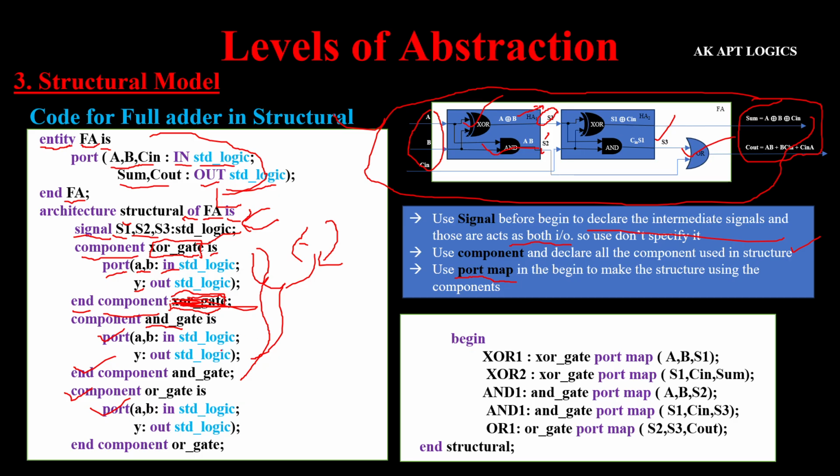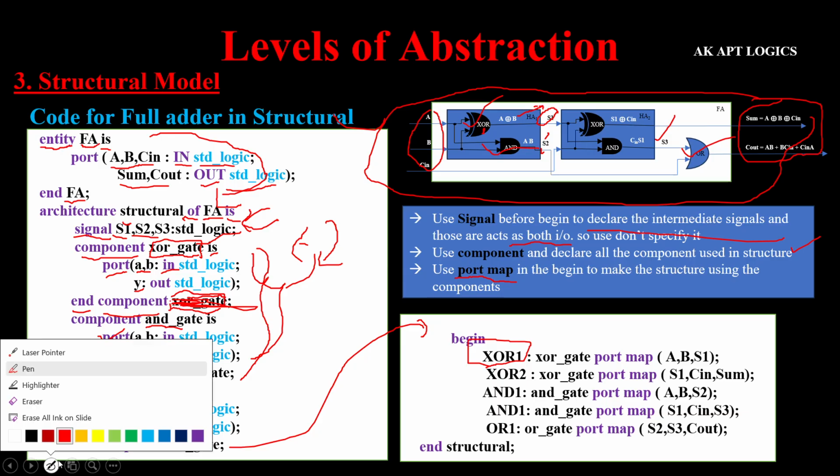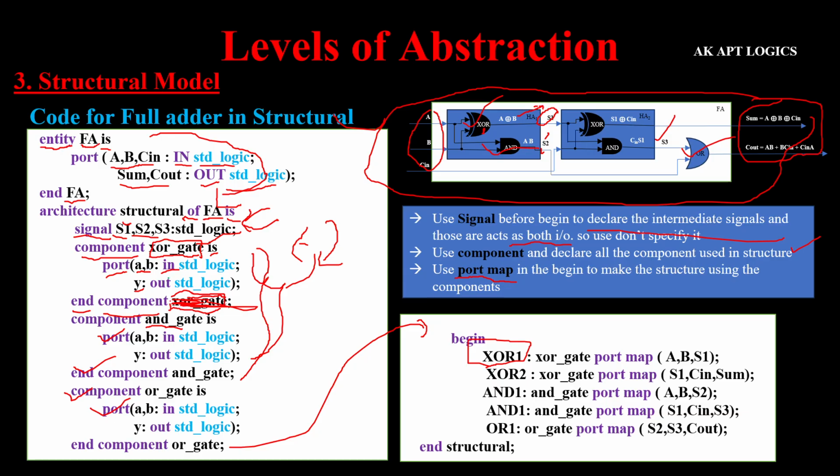So begin, continuing this code, we are going to use a label. This is user defined, XOR1. For this gate we are going to write the code XOR1, XOR underscore gate. XOR underscore gate is nothing but this particular name. Let me change the pen. Yeah, this name. Why we use only this name is because in the entity we have given XOR underscore gate only, so you need to use this name only.